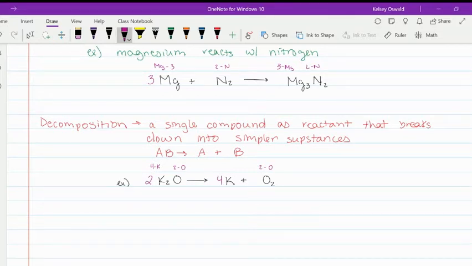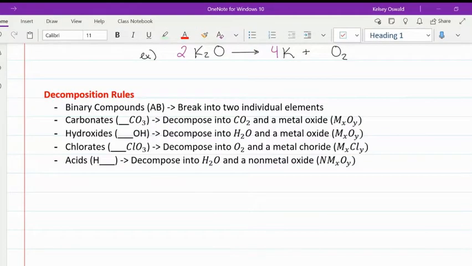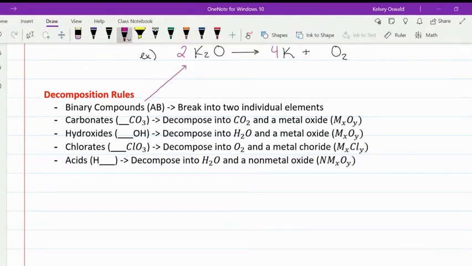We are going to see some that are a little bit trickier where we're going to have to know the rules. And you guys will be given these rules on quizzes and tests. 5 main types here. Okay, and again, you guys will always be given these on quizzes and tests, so you don't need to memorize these. Okay, but binary compounds, that's just when we have 2 elements. That is like what we saw up here. These guys are going to break into their 2 individual elements.